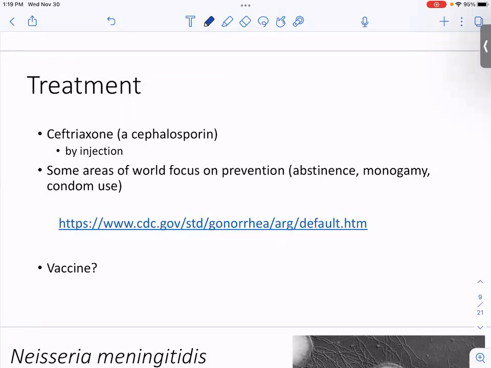I'm going to show you this little animation, this 2 or 3 minute animation put out by the CDC that talks about treatment. But for now, ceftriaxone, it's a cephalosporin. It's one of the later generation ones that has to be injected. That's what's recommended right now, but we have changed quite a bit over the years. There are some areas of the world where there are strains surfacing that are resistant to everything that we have. So they're focusing on prevention, abstinence, monogamy, safe sex.